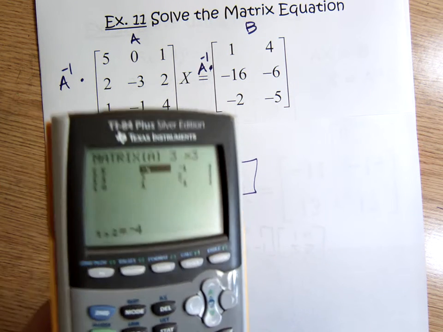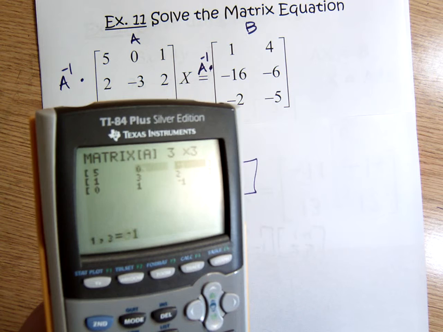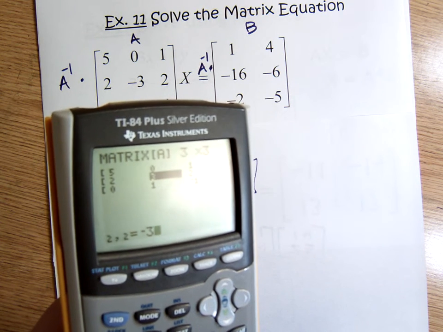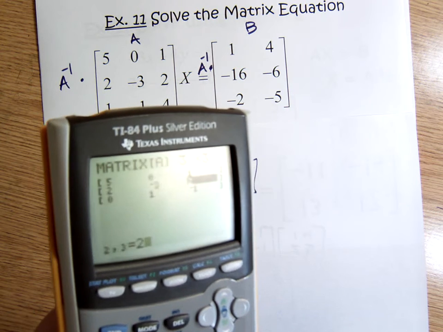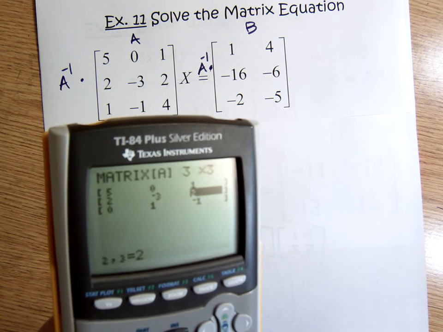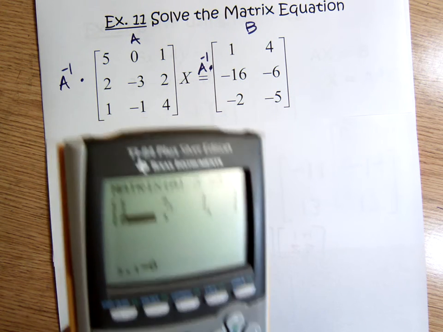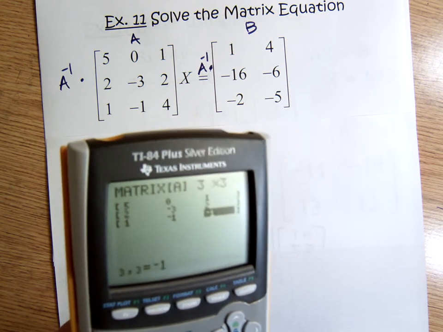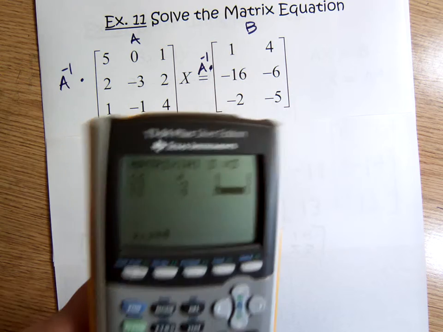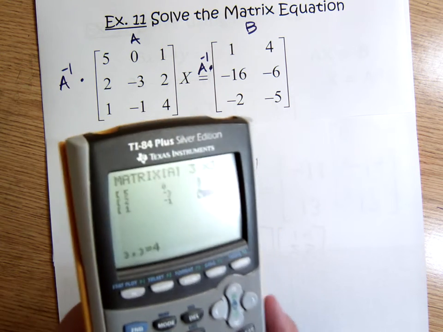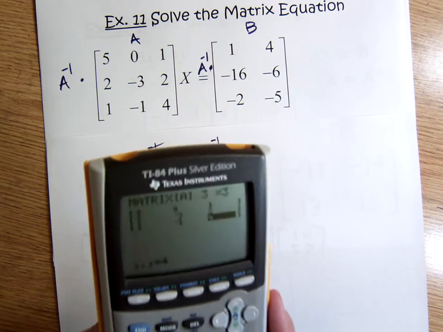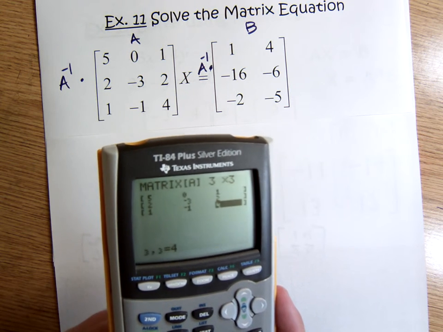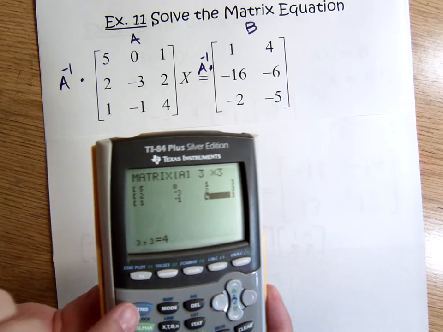Got 5, 0, 1, 2, negative 3. Make sure you use a negative, not the minus. 2, 1, negative 1, and 4. Okay, now the other thing you need to make sure of is at this point, don't just start trying to do calculations because you're still in the matrix. No pun intended. Okay, so I'm going to get out of here by doing second quit.